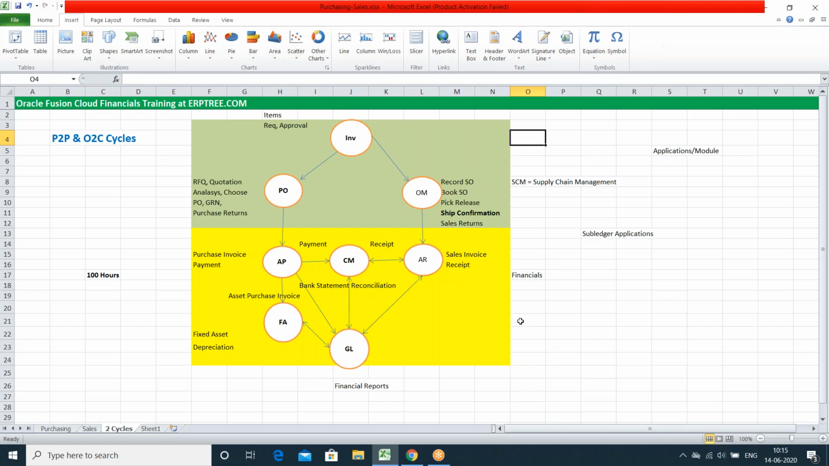Why I'm going to cover with that sequence, we will understand in the classes. There are certain points why we should go with that sequence to learn the product.